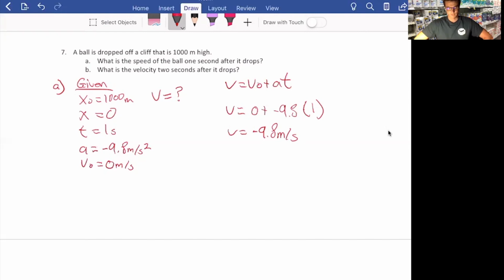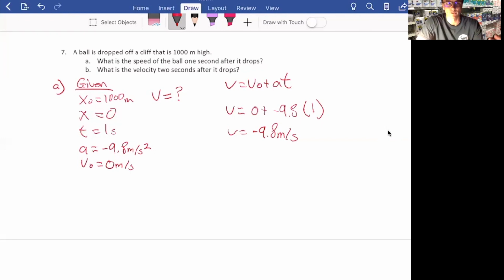So does this make sense? Yes, it makes sense. Why does it make sense? Because our acceleration, what is our acceleration? Our acceleration is the rate of change in velocity, right? So if our velocity starts off as 0 and our rate of change in the velocity is negative 9.8 meters per second squared, then what will it be after 1 second? It'll be negative 9.8 meters per second, right?